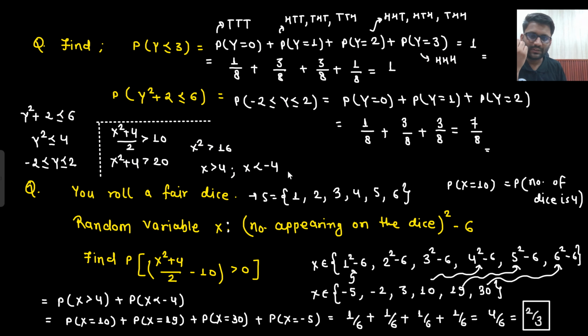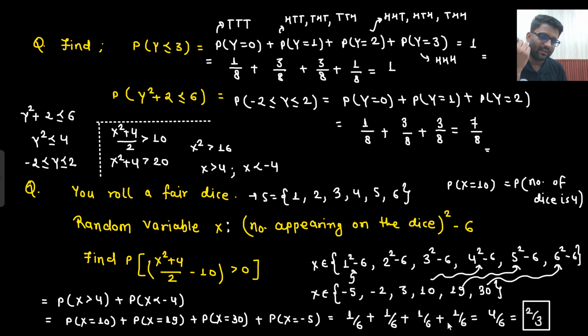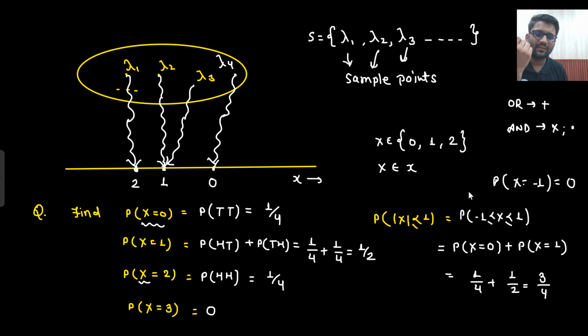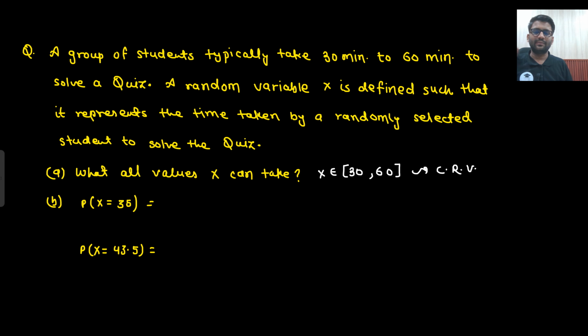Okay. And what was this? All these things here. This was known as a discrete random variable. This was also your discrete random variable. This is also known as a discrete random variable. Okay.